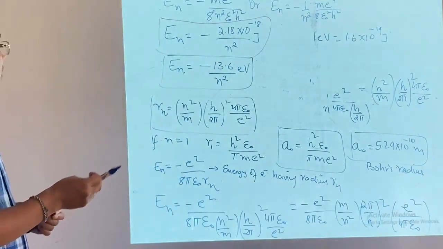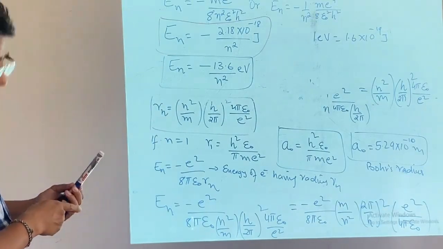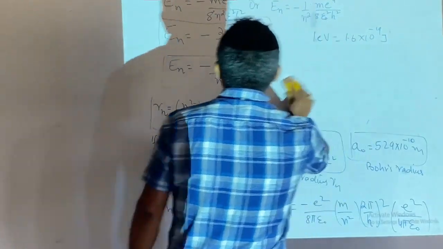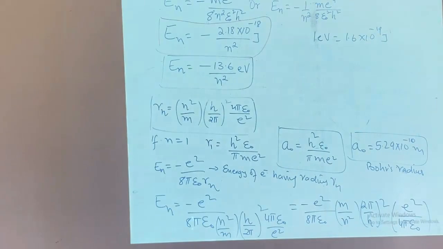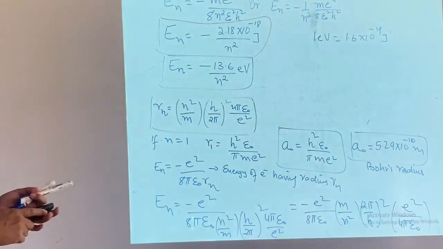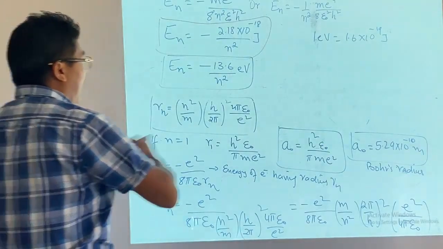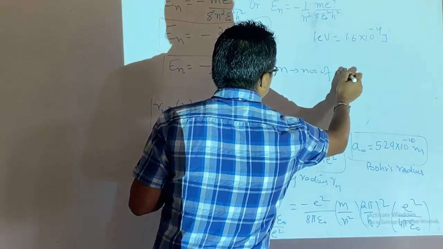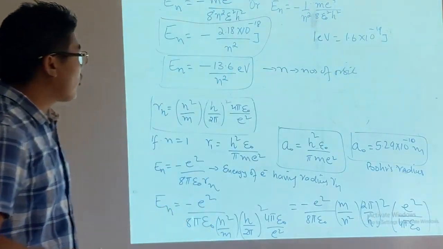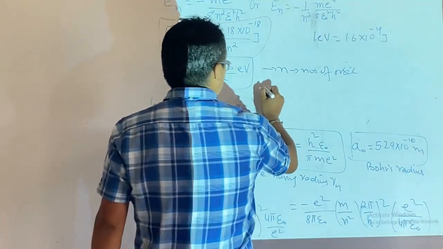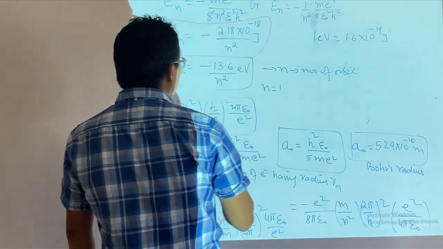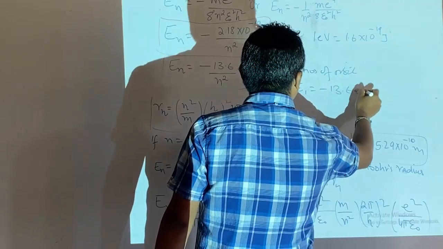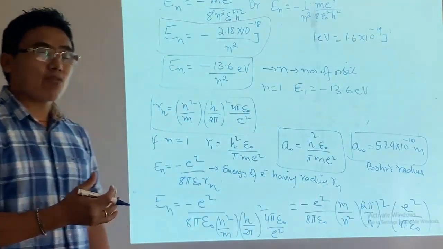So the energy of an orbit is going to be minus 13.6 electron volt divided by n square. This is the energy in terms of electron volt. N is the energy level, I can say n is the orbit number. For the first orbit, when n is equal to 1, E1 is going to be minus 13.6 electron volt, and the minus indicates that electrons are bound to the nucleus.